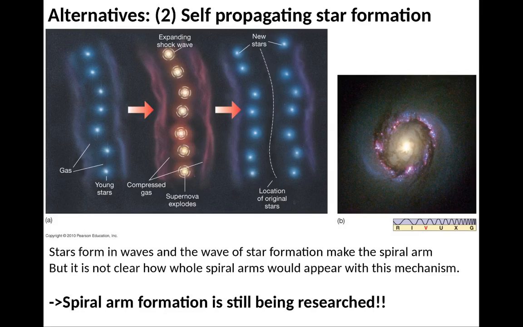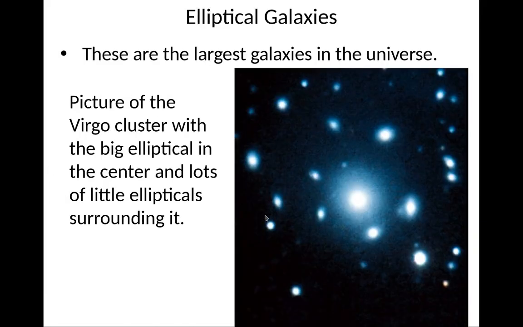Okay, there's another idea. The other idea is that these spiral arms are known to be formation sites of young stars. And so what it is, basically, is self-propagating star formation. So stars form in waves. You have some gas, and it forms into young stars. Then these stars explode or something like that, compressing the gas, and that compressed gas makes new stars. So you have almost like a dynamite sort of thing going down, which lights up the galaxy. All right. Okay, so that's one kind of galaxy, spiral galaxies.